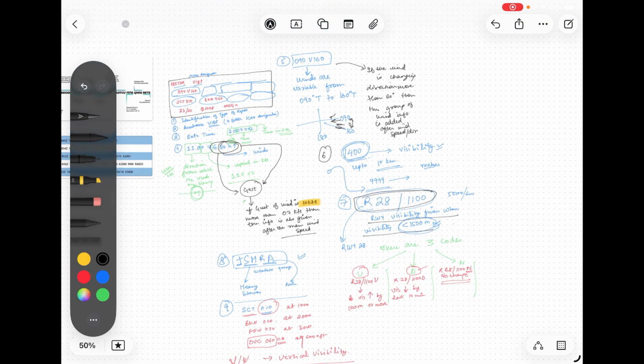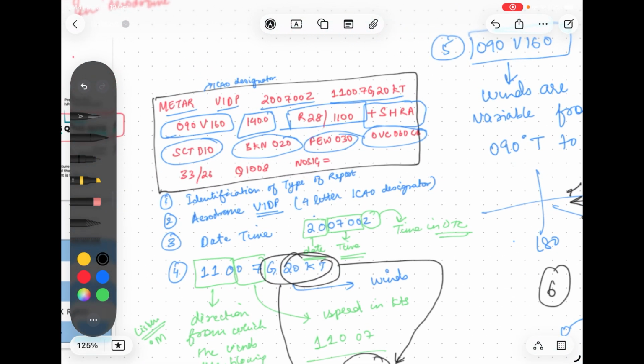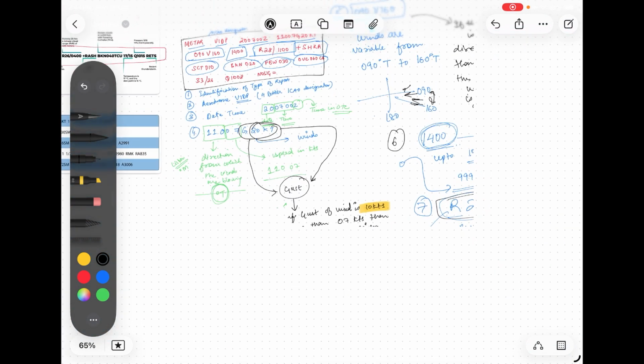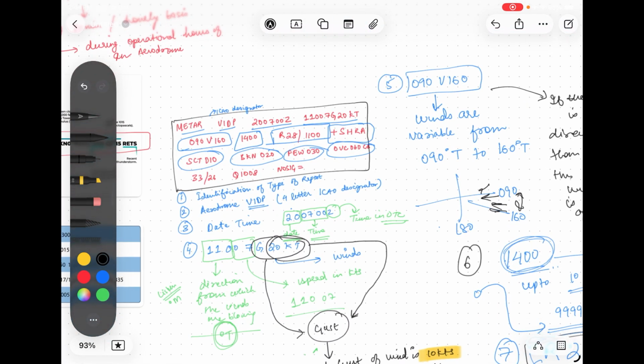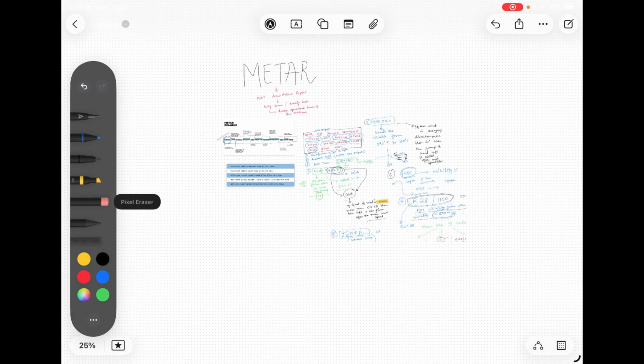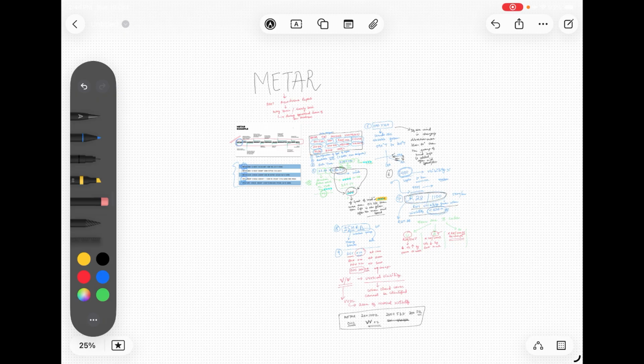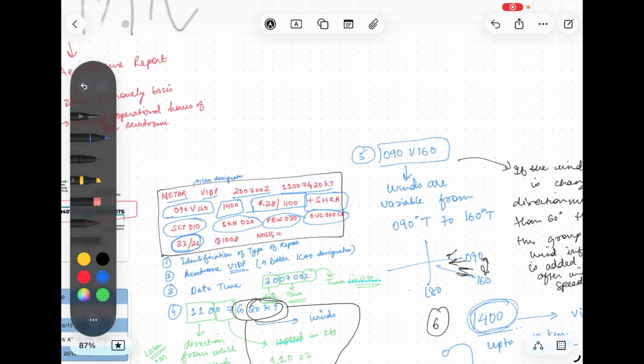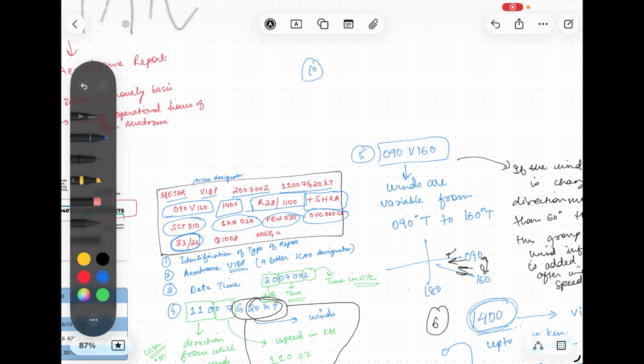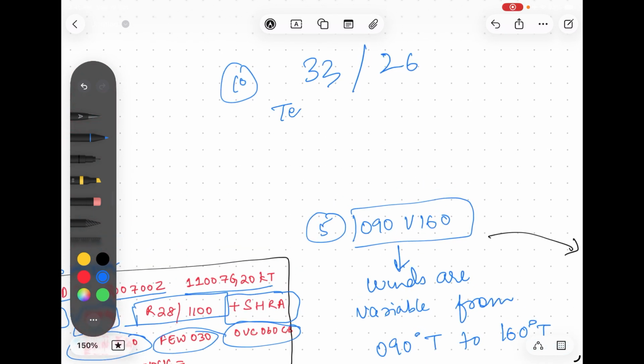Okay, now the next part here. Before we go beyond this, I'll tell you what it means later. Okay, now this is Z33. So which point are we on? 10th. So the 10th point is where we are talking about 33/26. Very, very simple. This is temperature and dew point. This is temperature / dew point given.